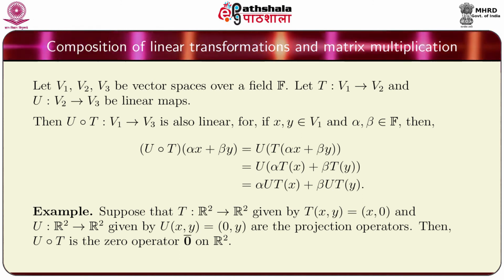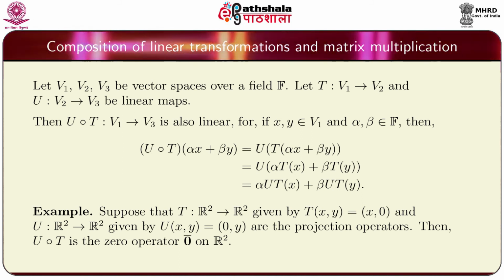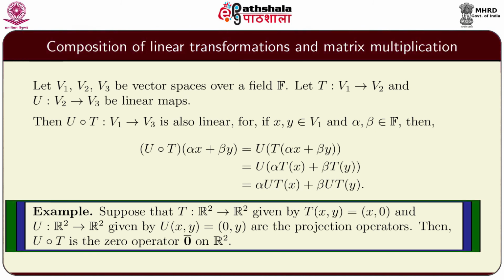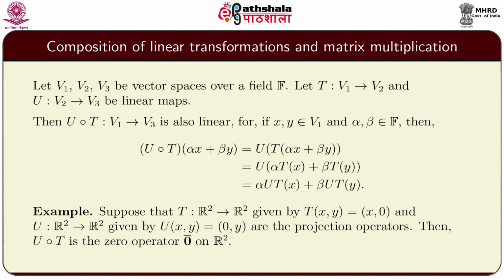Let us see this example. Consider T from R2 to R2 given by T of (x, y) equal to (x, 0). So, this is the projection operator onto the x axis, and U from R2 to R2 given by U of (x, y) equal to (0, y), which is the projection operator onto the y axis. If we compose the functions, U composition T, then it is clear that U composition T is nothing but the 0 operator on R2.